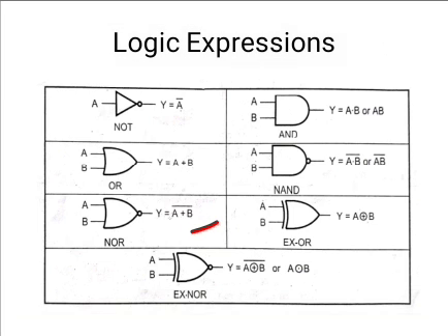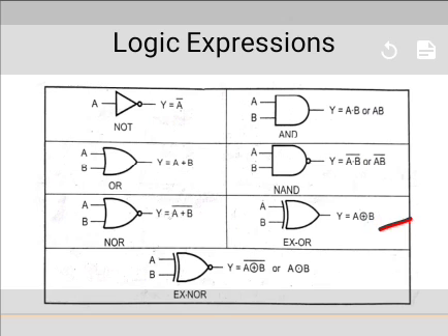Next is the NOR gate. A and B are the inputs, Y is the output. The Boolean expression for the NOR function is Y equals (A plus B) whole complement. That means this equation says that the two variables A and B are first ORed, that means addition, and then it is complemented. So Y equals (A plus B) whole complement.